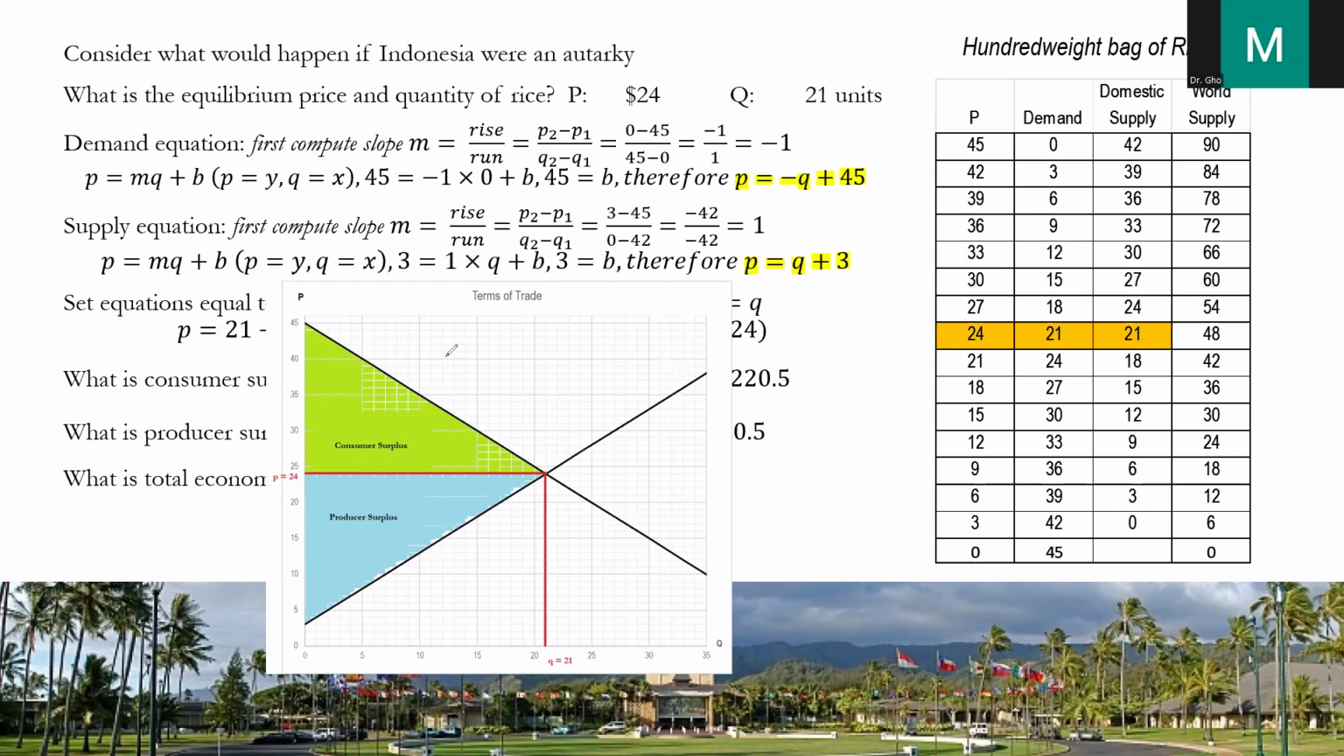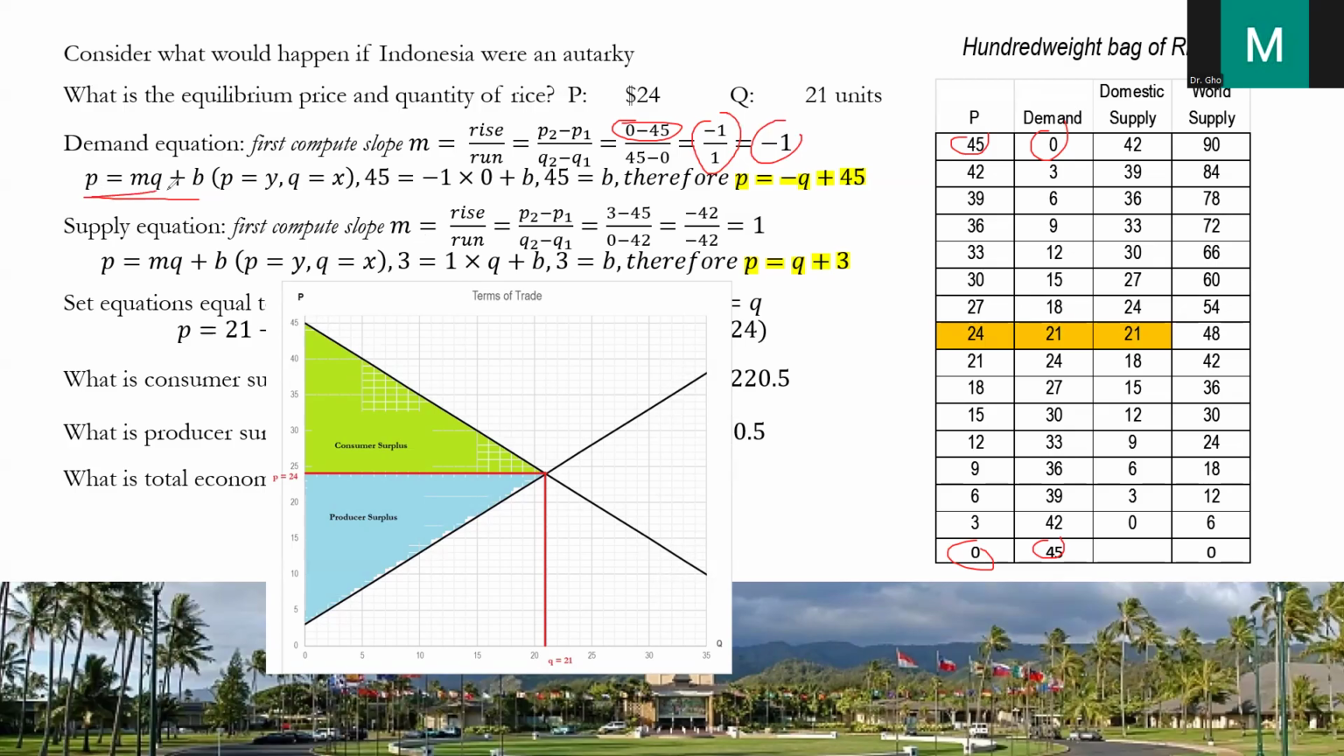You'll recall from algebra that the equation of a line is y = mx + b. In economics, the y-axis is price and the x-axis is quantity. So really we're looking at P = mQ + b. First, let's do the slope. Rise over run: 0 minus 45 gives us negative 45, over 45 minus 0. This reduces down to a slope of -1. We throw that in here.